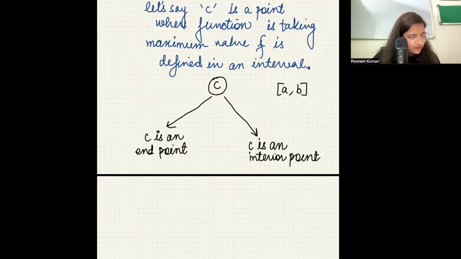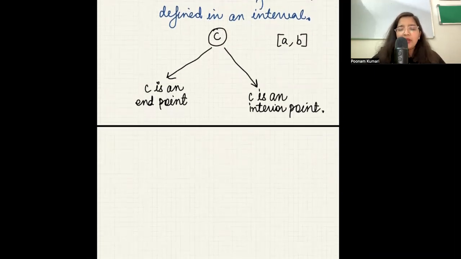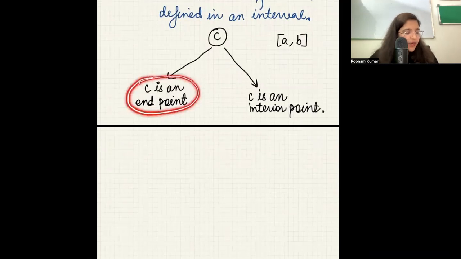So either your point C is an endpoint, either A or B, or it will be an interior point, something which is in the middle of the interval, like somewhere in the middle of the interval, not the edges. Okay. So these are the two things that your point C might be, right? Either it is the endpoint or it is an interior point.